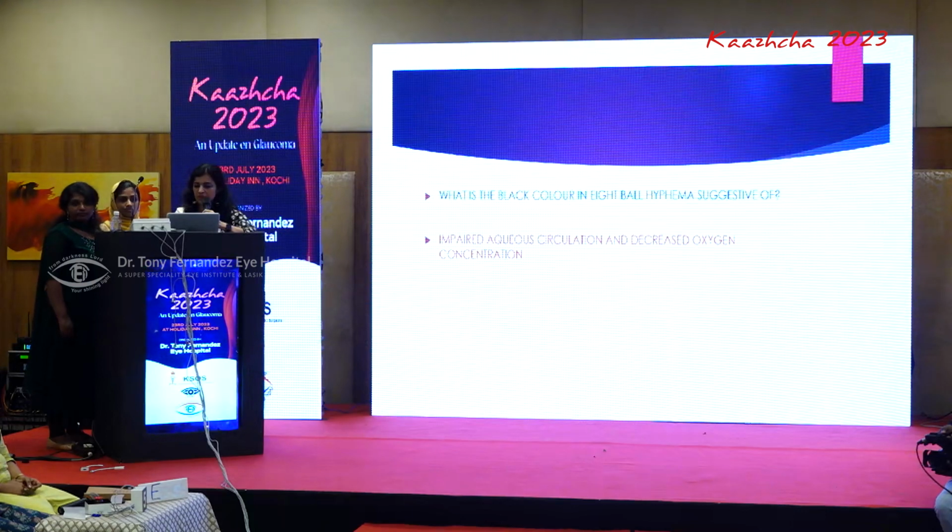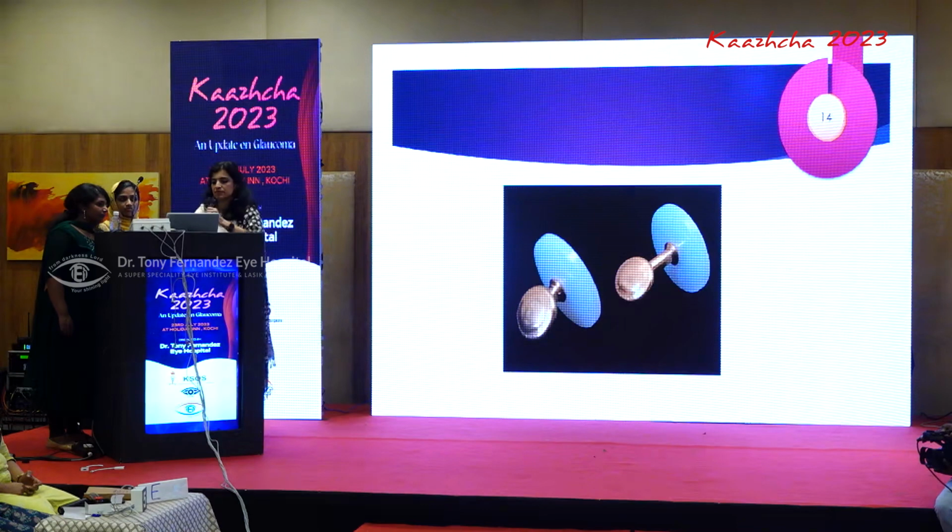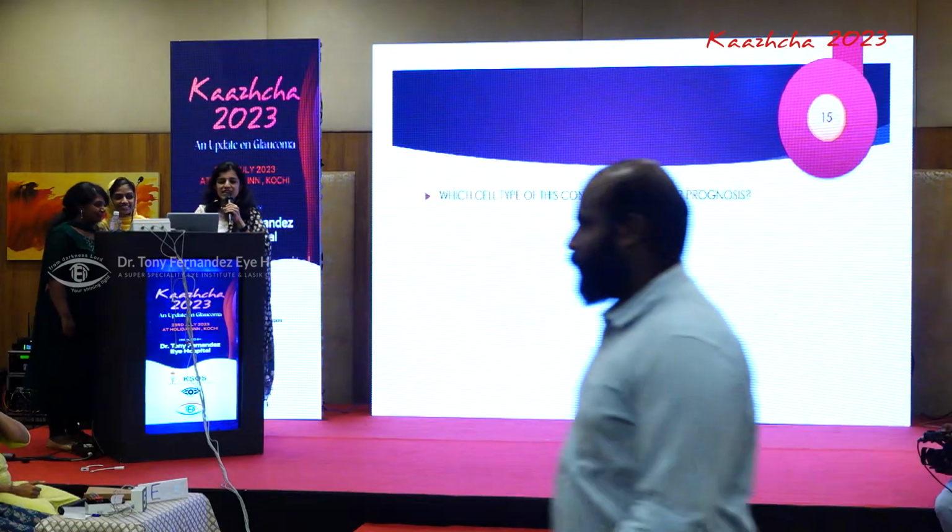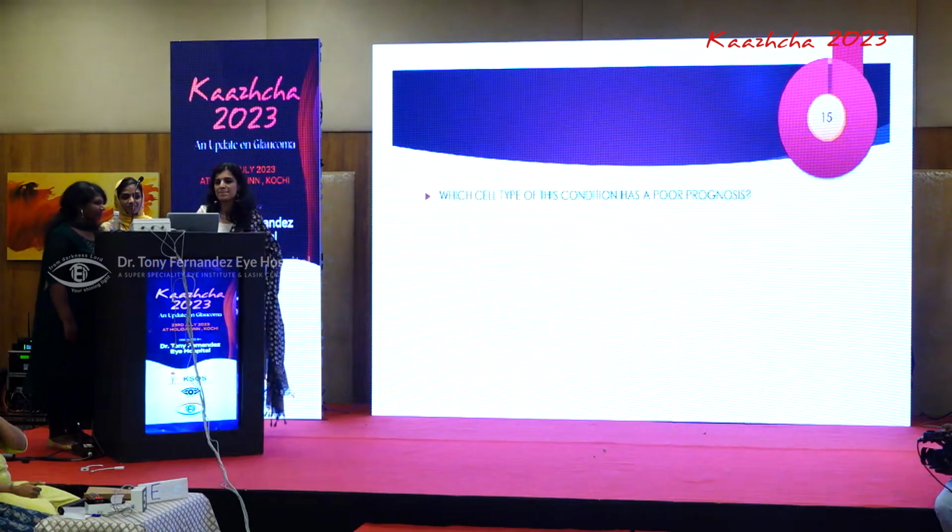Next to team D. This is collar-stud appearance in choroidal melanoma. Which cell type of this condition has a poor prognosis? Okay. Epithelioid cells.